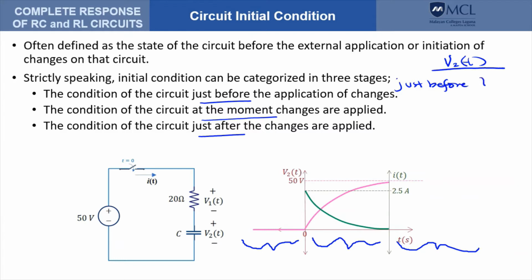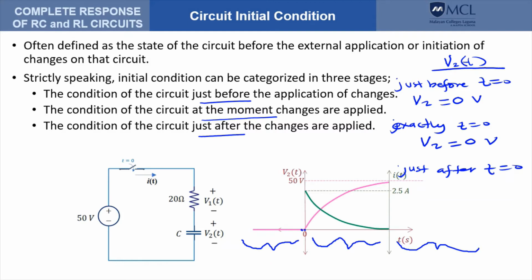Just before t equals 0, we know the voltage to be 0 here, right? So therefore, just before t equals 0, our V2 would be equal to 0 volts. Exactly at t equals 0, so this is the point here, V2 is still 0. And just after t equals 0, so it is somewhere here, we still get V2 equals 0, right?